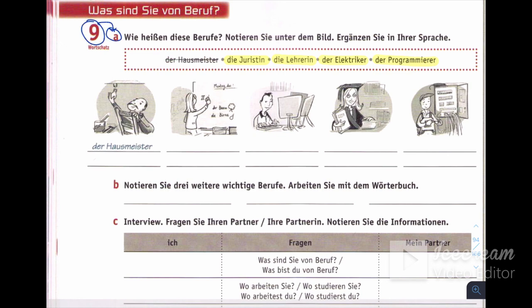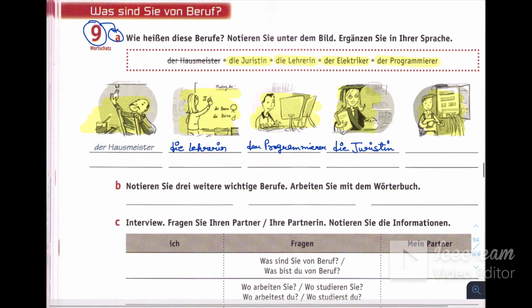For example, this first one, what can it be according to you? Yes, she is a teacher, so die Lehrerin. Next one, this one we already did. This one is Hausmeister. This one is working on a computer, so der Programmierer. This one is die Juristin. And this one is der Elektriker. Okay, like this.